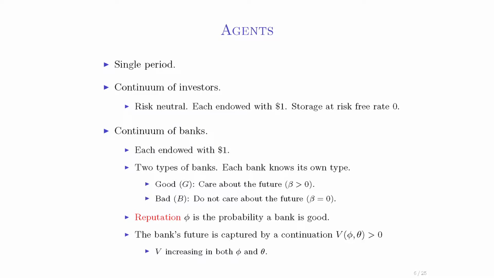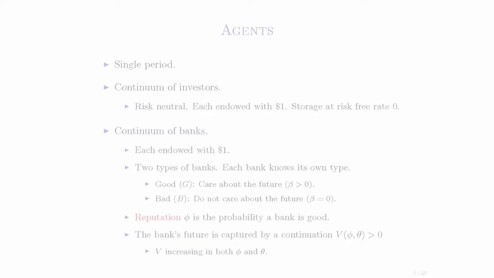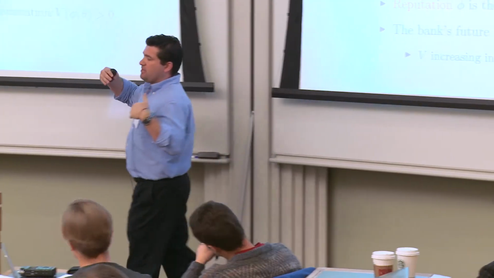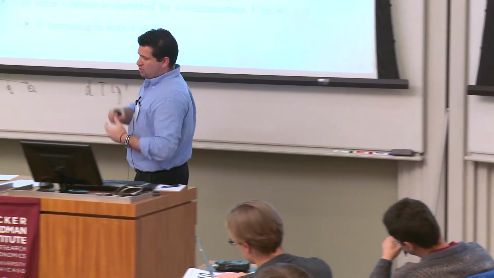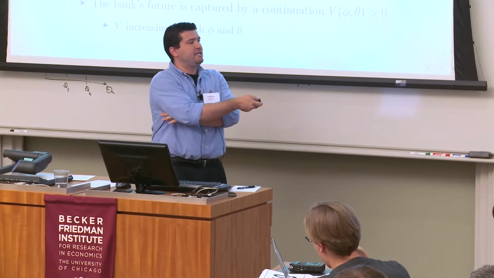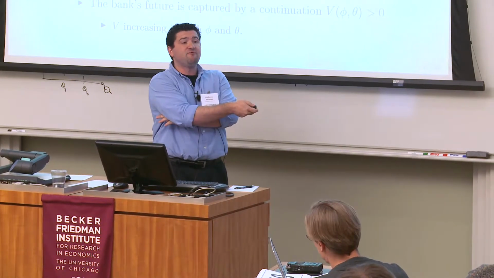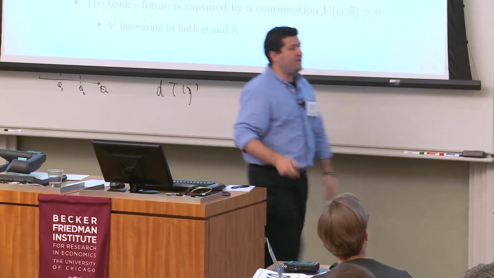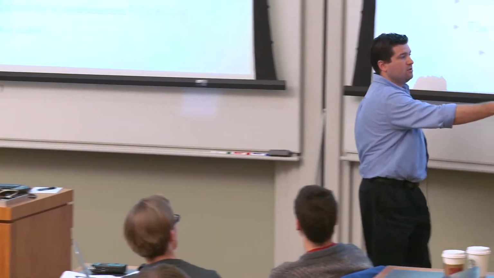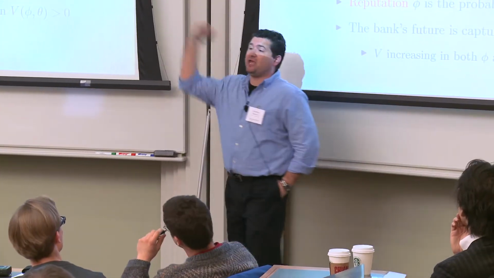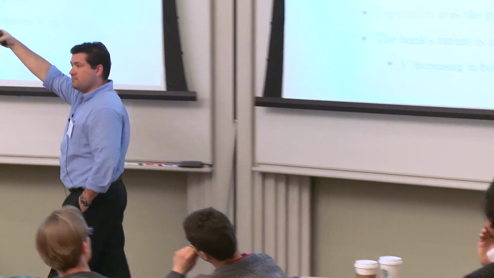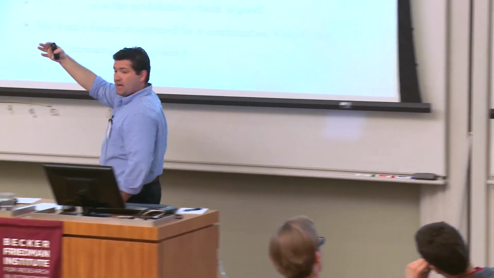Now, each bank knows its own type, but the other agents don't. So the other agents in the economy will assign a probability that a given bank is good, and I'm going to call that a reputation. Since in the background there's going to be a repeated game, but now I'm going to talk about one period, I'm going to say that if the bank survives, there's going to be some future continuation value that will be increasing in the reputation. Okay, so the higher the reputation, the higher is the value of continuing in the future. Think of this as the charter value of banks.